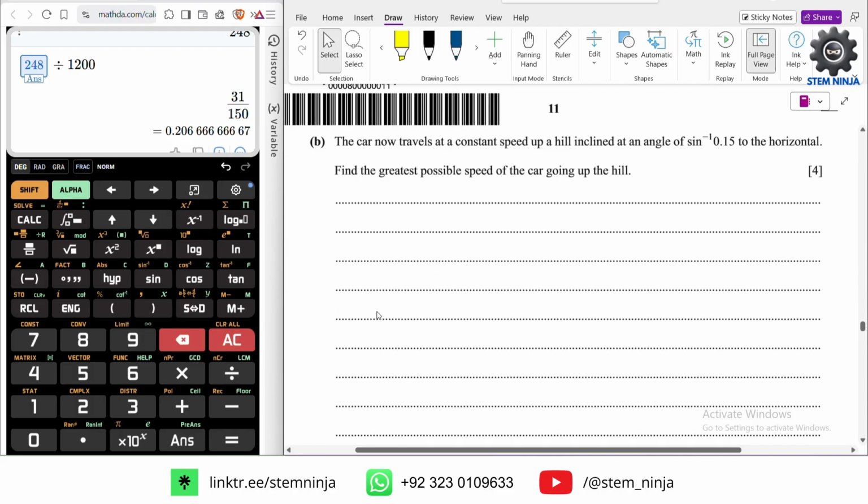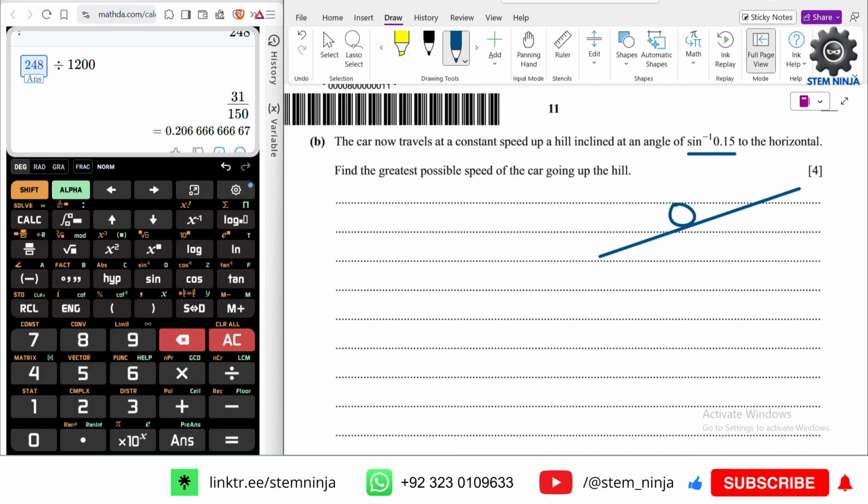Okay, and the car now travels at a constant speed up a hill inclined at an angle of sine inverse of 0.15 to the horizontal. Find the greatest possible speed of the car going up the hill. So basically we would do the same thing over here, that the driving force now, let's call it D, the resistive force, there's a component of weight also now, so mg sine theta plus R.